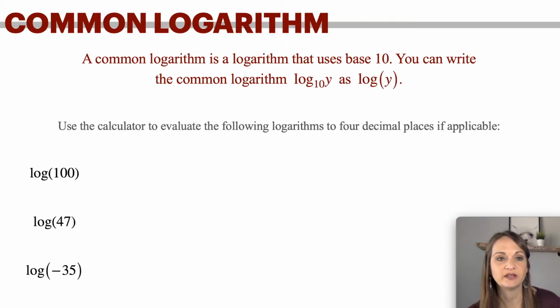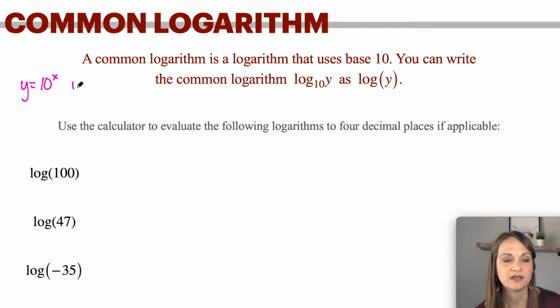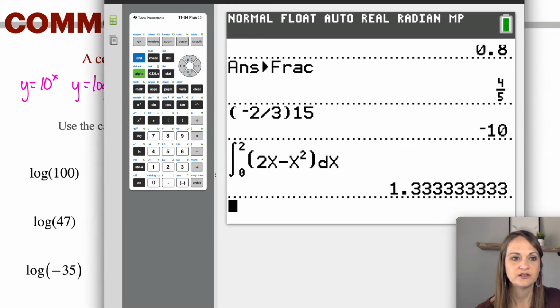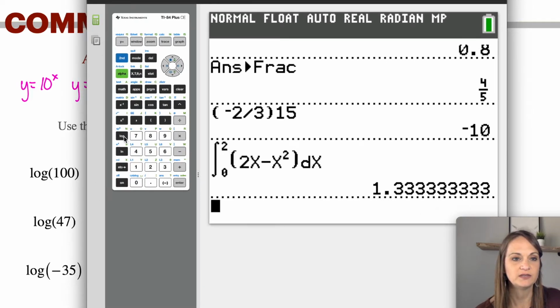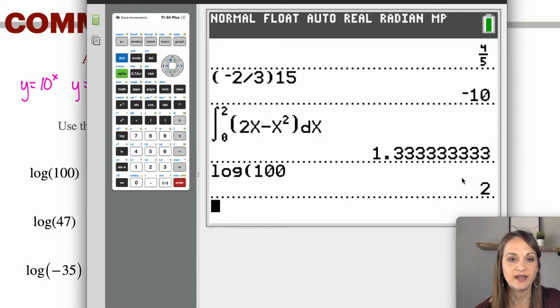There's something called a common log. A common log is a use of base 10. So for example, y equals 10 to the x and y equals log of x are inverses of each other. If there is no number as a base of the log, it is automatically assumed to be a 10. Now you can actually find the logs of these by pulling up the calculator. So for example, hit the log button and then log 100 and hit enter, you will actually get a 2.